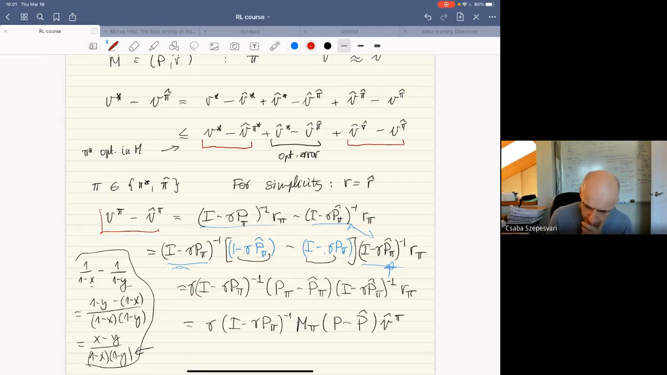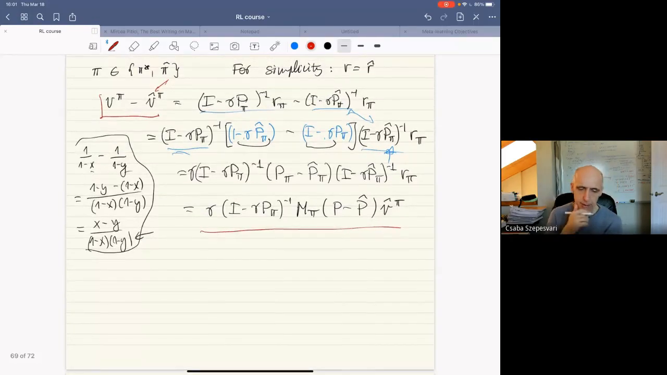The value difference is equal to just this gamma times this inverse operator and then M pi, and then the kernel difference is applied to the value function of policy pi in the MDP, like that corresponds to the second guy here. Of course, you can have a symmetric relationship. Okay.